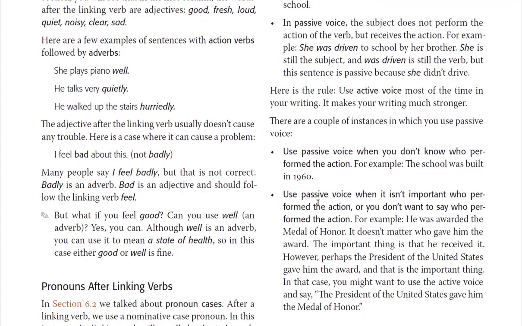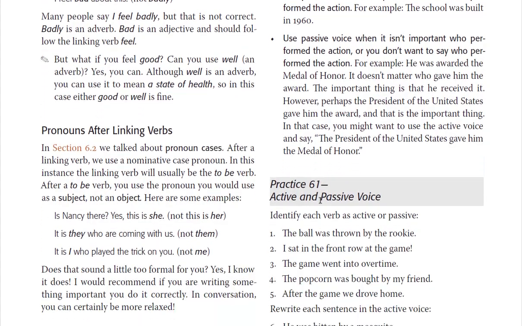For example, the school was built in 1960. Use passive voice when it isn't important who performed the action or you don't want to say who performed the action. For example, he was awarded the Medal of Honor. It doesn't matter who gave him the award. The important thing is that he received it. However, perhaps the President of the United States gave him the award, and that is the important thing. In that case, you might want to use the active voice and say the President of the United States gave him the Medal of Honor.